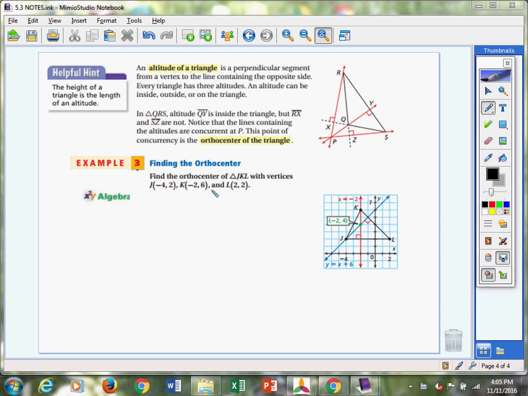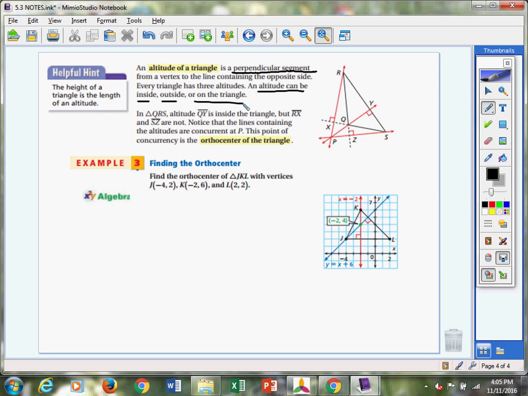An altitude of a triangle is a perpendicular segment. So it's not a perpendicular bisector. It's just where you start at a vertex, and if you draw a line perpendicular to the side opposite of it, that forms what we call an altitude. We've also called that the height of the triangle before. We've used this before. An altitude can be inside, outside, or actually on the triangle itself, just like circumcenters.